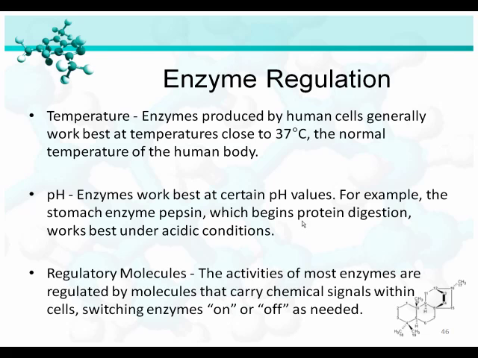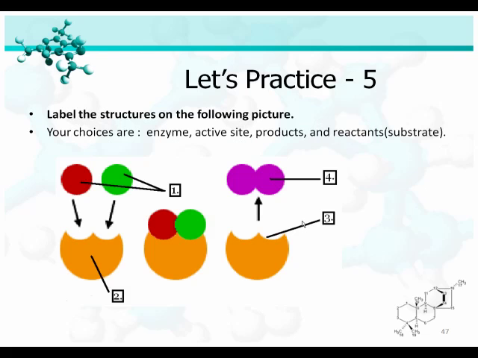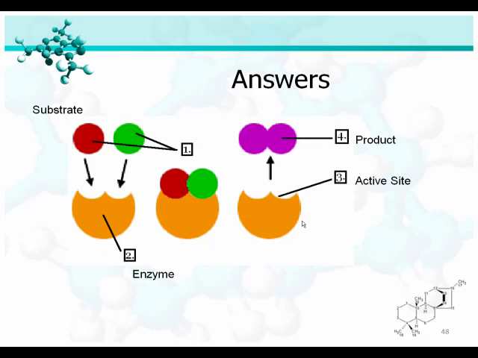Let's practice. Label the structures on the following picture. Your choices: enzyme, active site, products, reactant, substrate. So let's take a moment to complete this activity. Here are your answers. Number 1, those are your substrate. 2 is your enzyme. 3 is your active site. If you notice, as I stated in a previous slide, your active site and your substrate are complementary of each other. And 4 is the product.